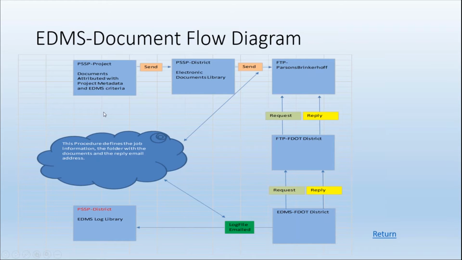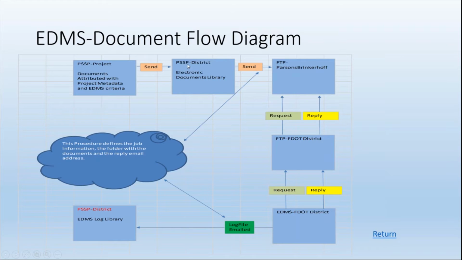When the project staff check the box that says this is ready for EDMS, a process kicks off and moves a copy of that document over to your district electronic document library. At that point, there's a process running. Well, I'm sorry, this one runs every night. So this is a nightly run, so that if something hits this library during the day, the next day it should be showing up in EDMS.